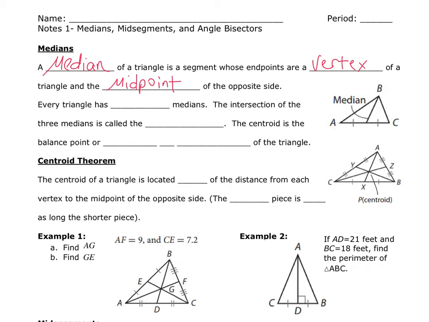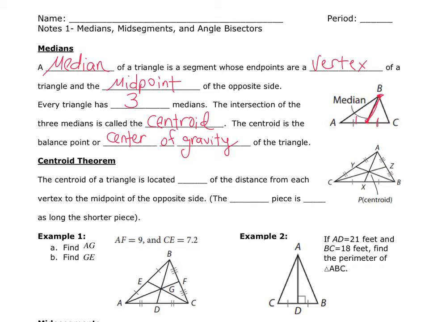So if you look at our picture over here on the right, you can see that this is the median. So it connects the vertex up here at point B to the midpoint on the opposite side of our triangle. Remember that the midpoint creates two segments that are congruent to each other. So every triangle has three medians, and the intersection of the three medians is called the centroid. And the centroid is the balance point, or it's called the center of gravity of the triangle.